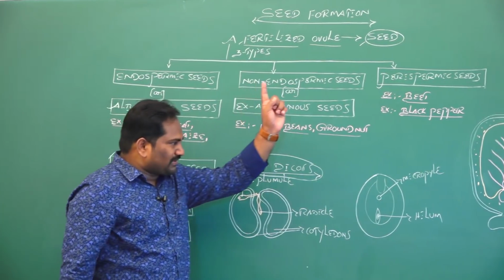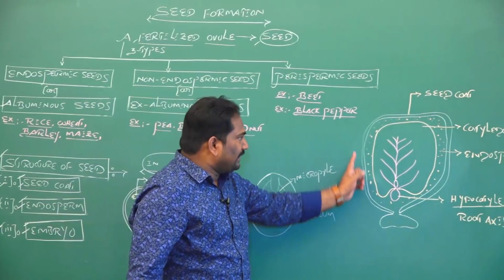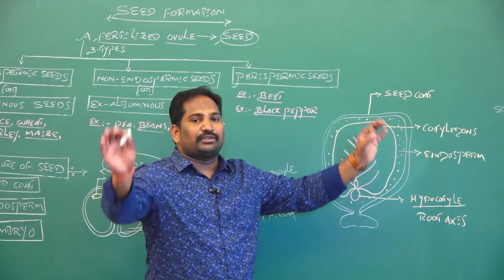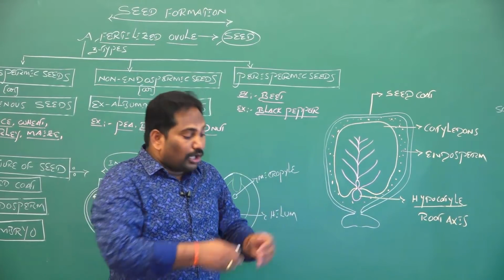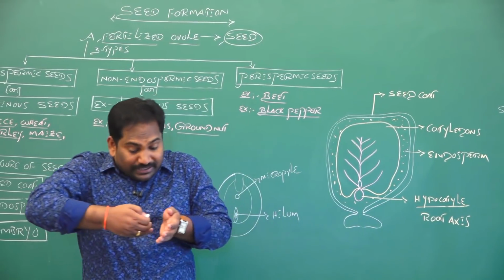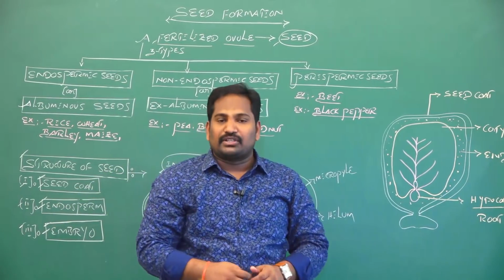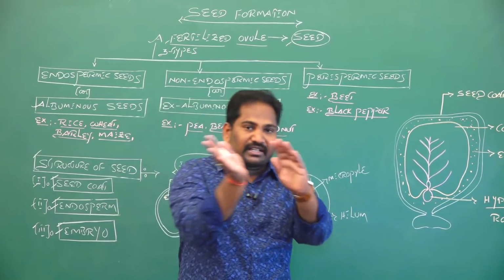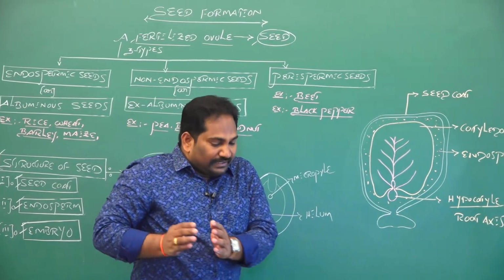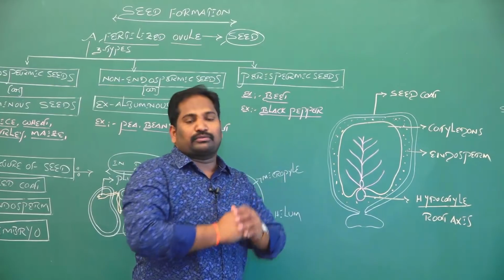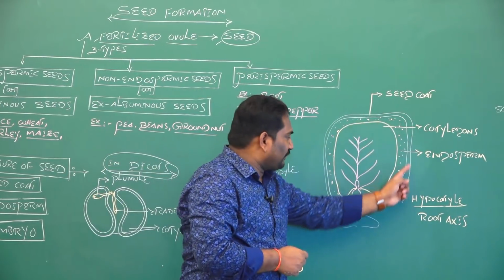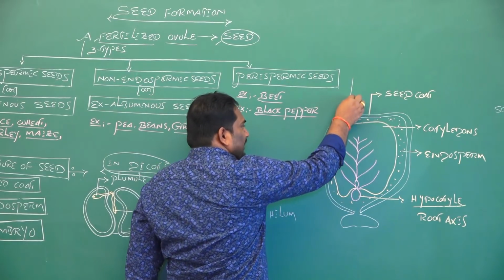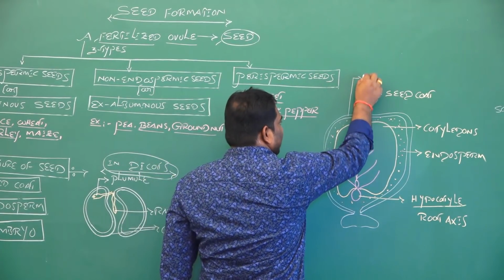The outermost structure of seed is called as seed coat. Seed coat is a protective structure. The origin of seed coat is from the integuments of ovule. The reason is, when the ovule is fertilized into seed, then the integument also develops into seed coat. When the integuments are converted into seed coat, the seed coat's main function is protection. So, the outer seed coat is called as testa.